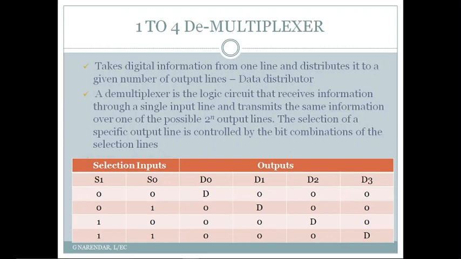If we see it more precisely from the circuit point of view, a demultiplexer is a logic circuit that receives information through a single input line and transmits the same information over one of the possible 2 power n output lines. So this is a 1 to 2 power n demultiplexer. The number of input lines will be only 1, the number of output lines will be 2 power n, and whatever data is coming on the input line must be distributed to one of the 2 power n output lines.